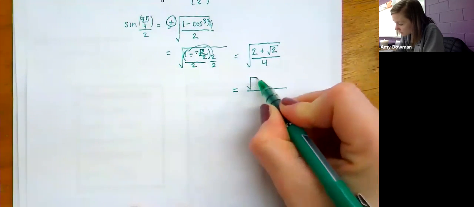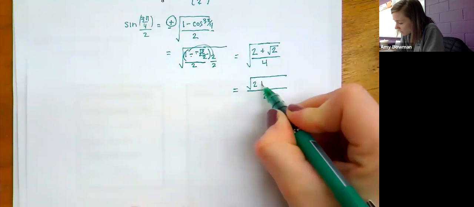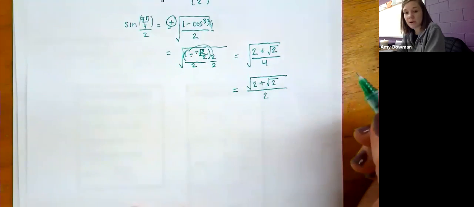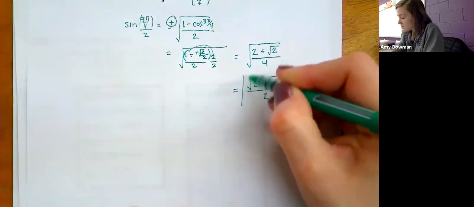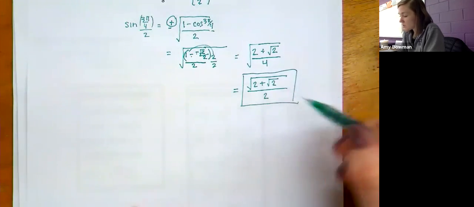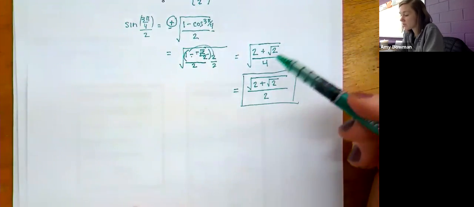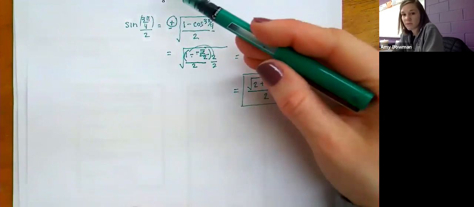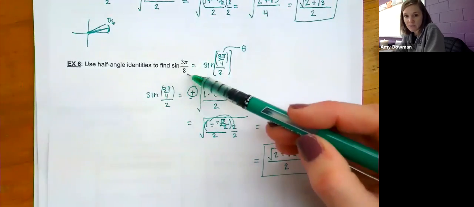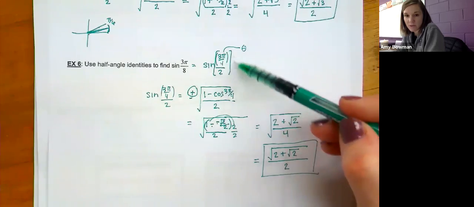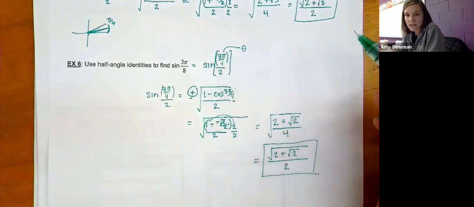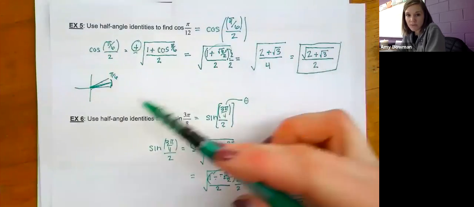So again, it feels a little funky probably to you to be writing a square root within a square root, but I promise you it's okay. And that's it. So this is the exact value of sine of 3 pi over 8 after we use that half angle formula for 3 pi fourths. So this is just a walkthrough of half angle identities.